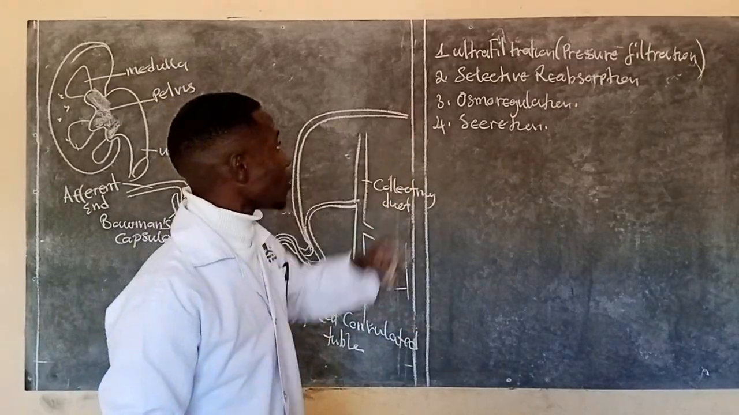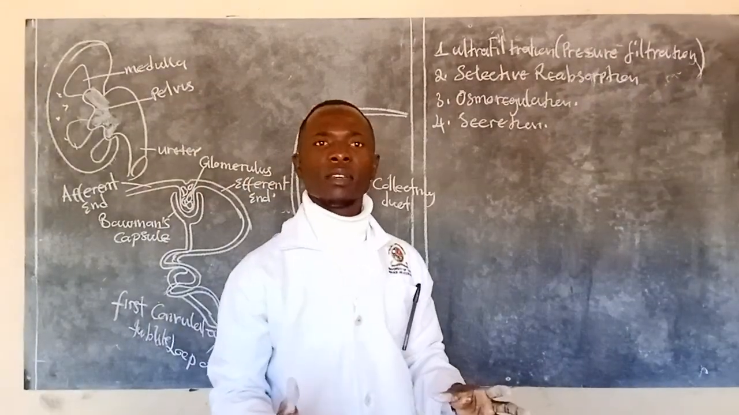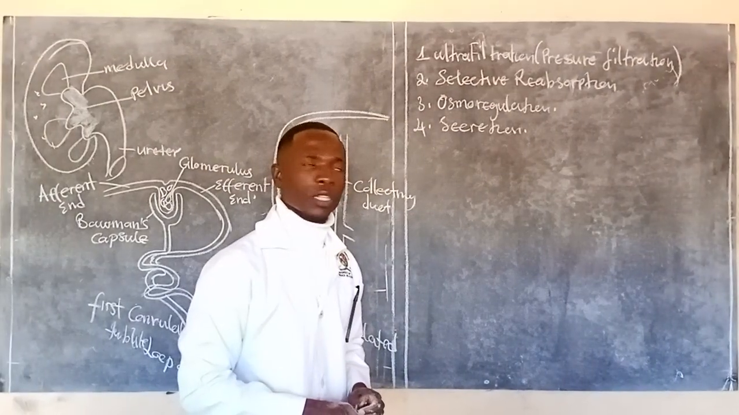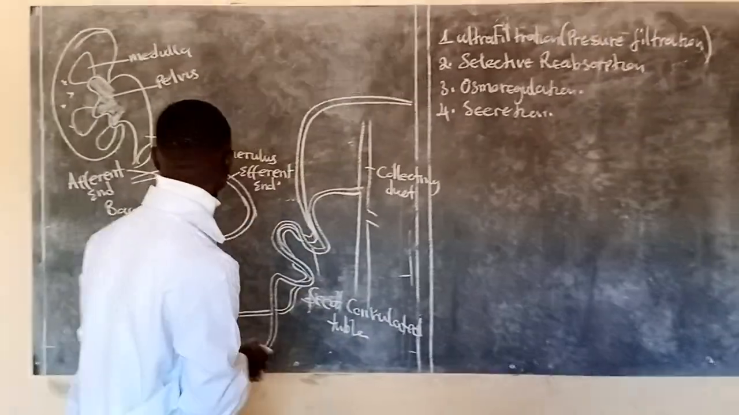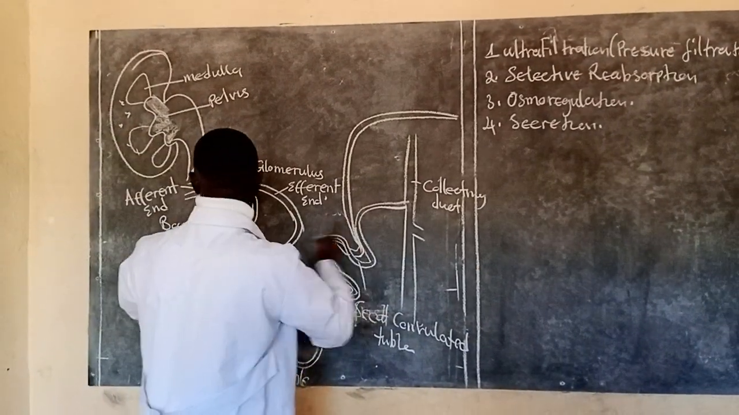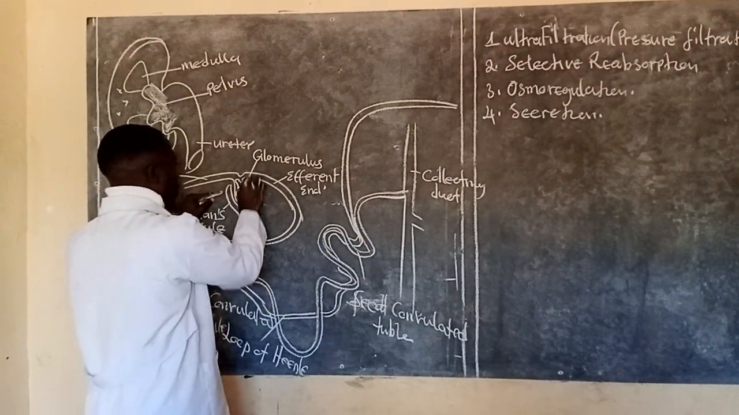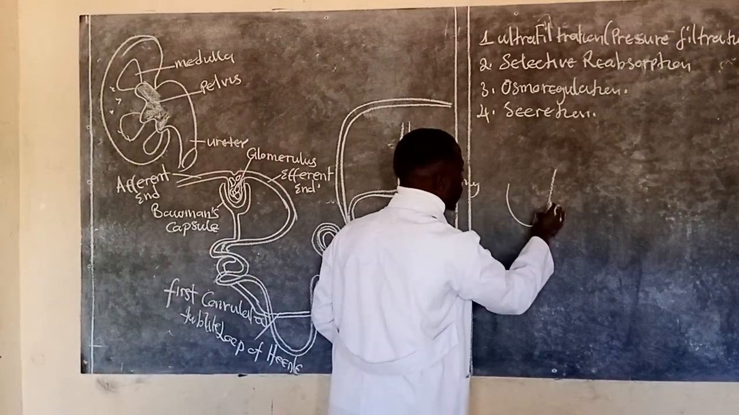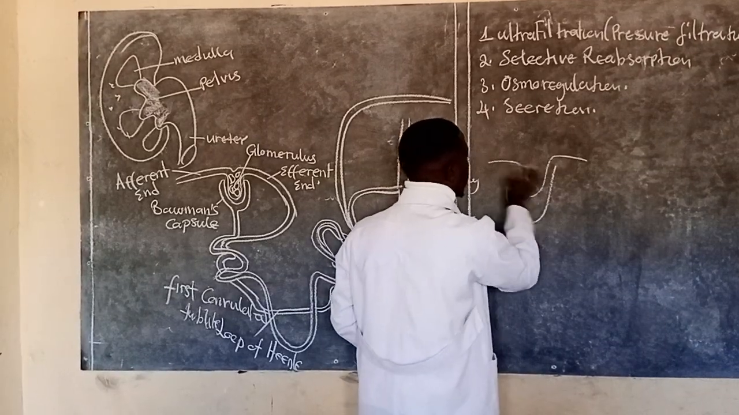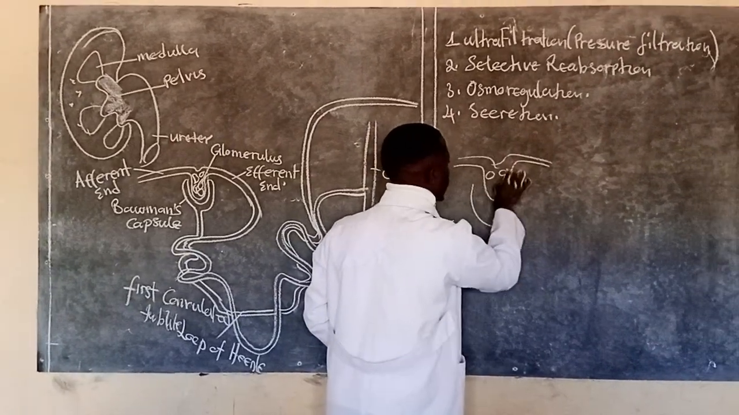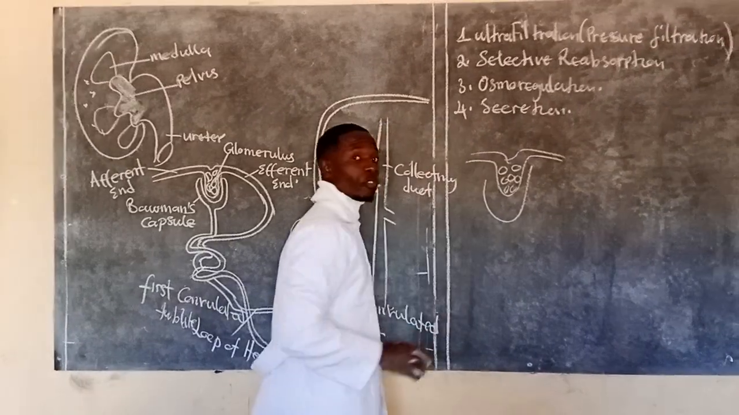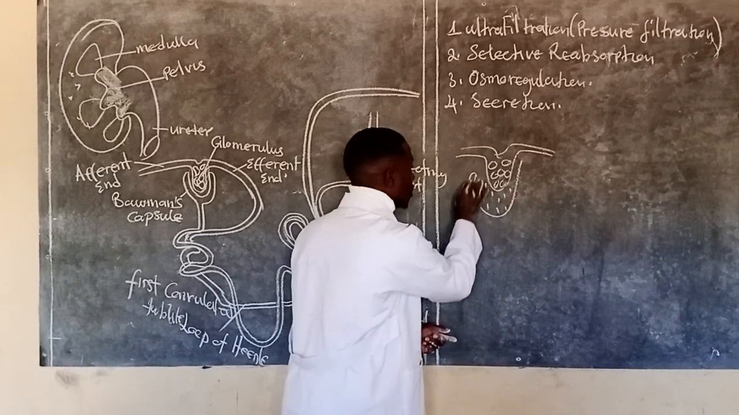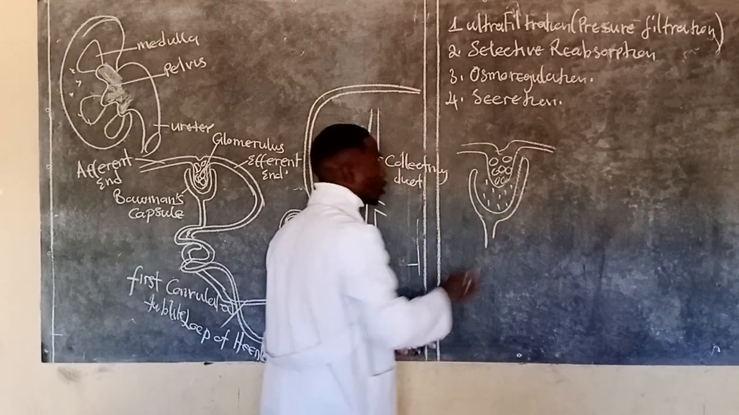The first one is ultrafiltration. What is ultrafiltration? This is the filtration of smaller molecules into the Bowman's capsule. It occurs in the glomerulus. This is the Bowman's capsule, and this is what we call the glomerulus here. During ultrafiltration, smaller molecules will be filtered out into the Bowman's capsule.